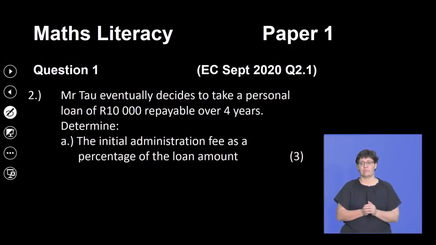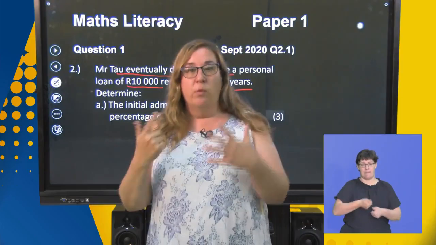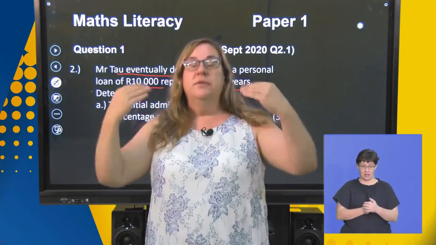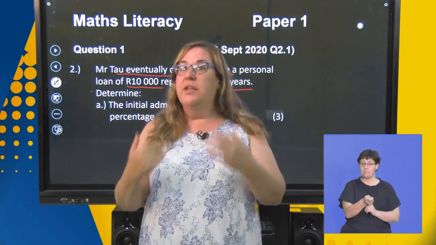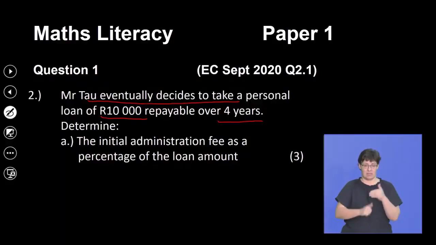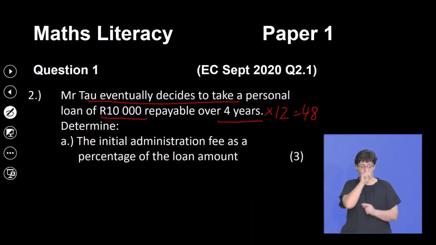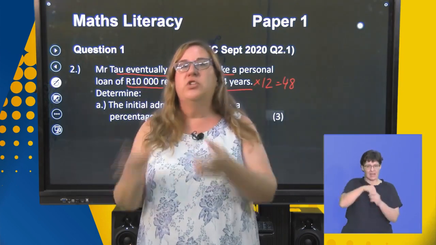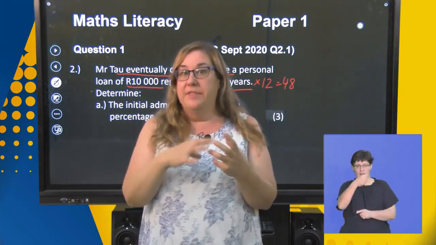Got my table again. Mr. Tao eventually decides to take a personal loan, 10,000 Rand, repayable over 4 years. So now when we remember the table, our payment was not in years, but it was in months. So I'm first going to take my 4 years and times that by 12, so that's 48 months. So I know that he's taking it out for 48 months. I like to do these things within the question, so it keeps reminding me of things that I need to do.